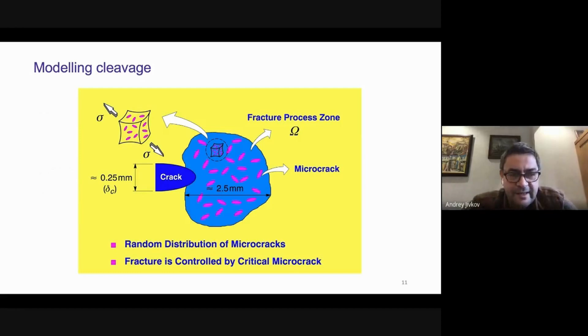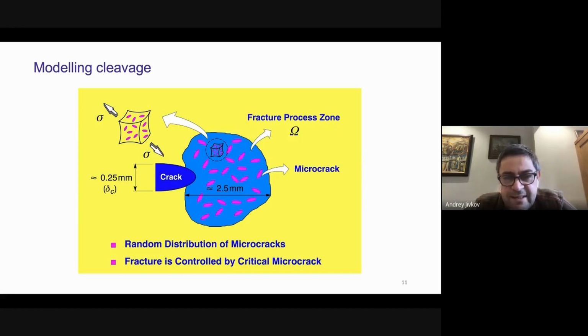Now, people think, I borrowed this picture from a friend of mine, people think about this as a random distribution of microcracks of different sizes in a region that is ahead of a macroscopic crack. And this is what is called the fracture process zone. And the fracture is controlled by the critical microcrack. So these are the things that we know from experiments before the development of the local approaches.